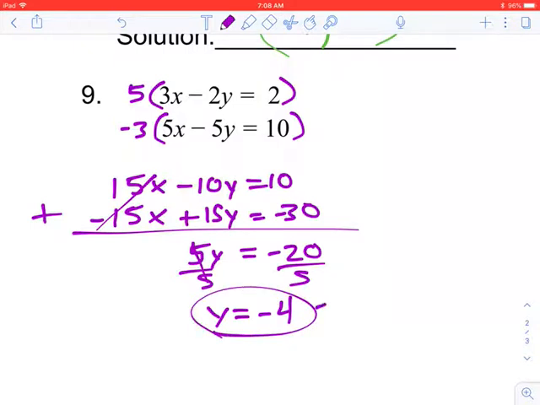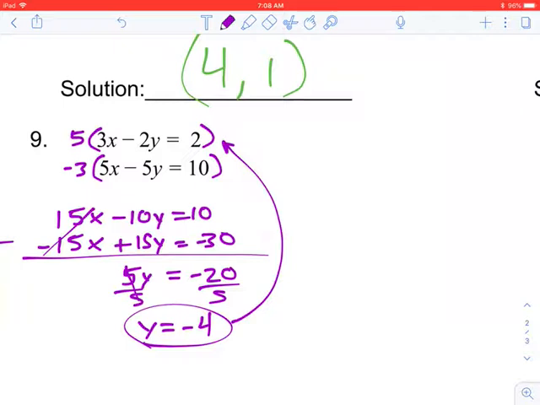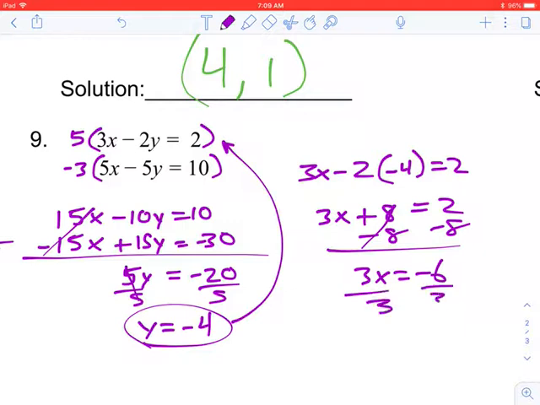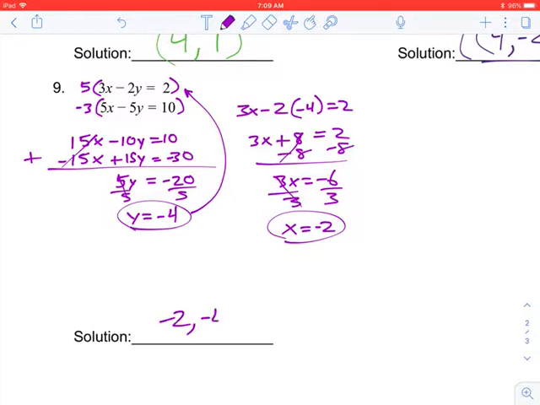And so I just plug that right back into one of those top ones. I'm going to do the top one here. So instead of 3x minus 2y, it's going to be 3x minus 2 times negative 4 equals 2. Negative times negative there is positive 8 equals 2. Subtract 8, I get 3x equals negative 6. Divide by 3. And I get x equals negative 2. And there we are, negative 2, negative 4.